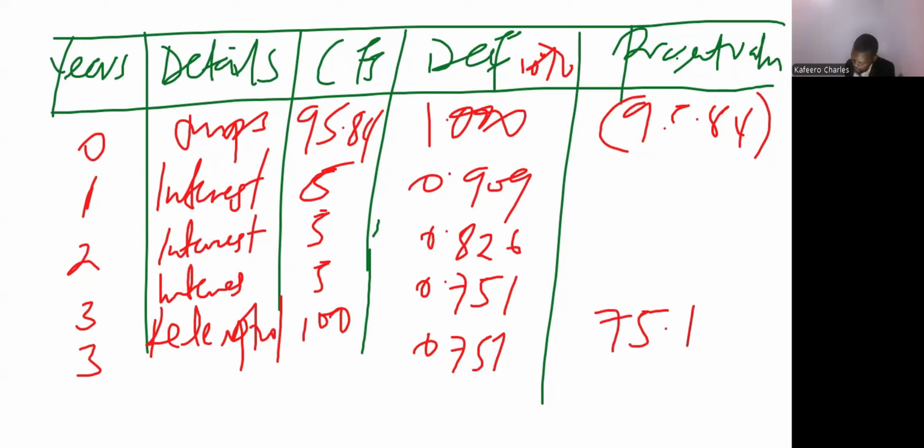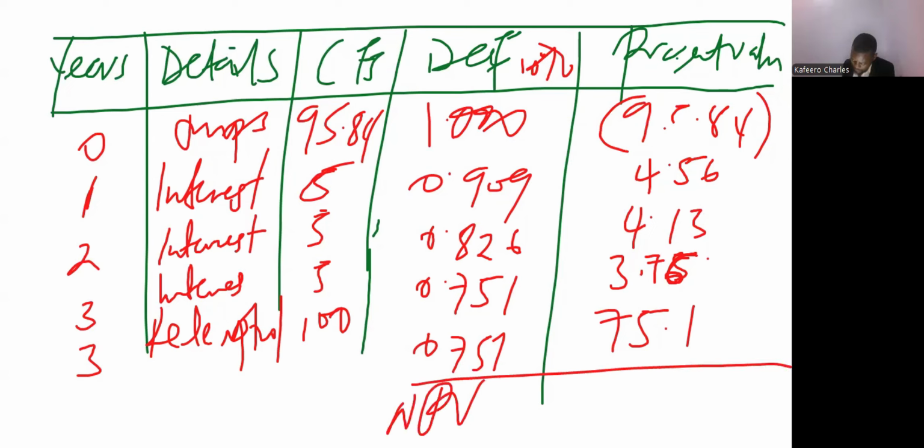5 times 0.826. This is giving you 4.13. So 5 times 0.909. This is giving us 4.56. So we want to make sure that we get 3.76 plus the 75.1. So you can see that this one has given us a negative NPV of 8.31. If we round off, 31.